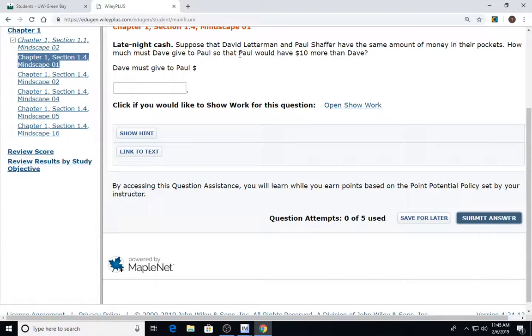So if Dave gave Paul, who's giving the money? If Dave gave Paul $10, then Paul would have another $10, and Dave would have $10 less. So then there'd be a $20 difference. So like if they each had $100, and Dave gave Paul $10, then Paul's at 110, but Dave's down to 90. So we don't want to do that. We'll just give $5. Because then Paul will go up to 105 and Dave will go down to 95, and that's a $10 difference. So yes, it does turn out to be half as much.